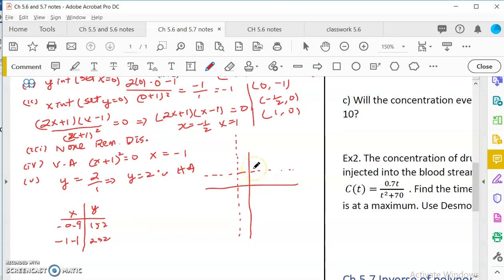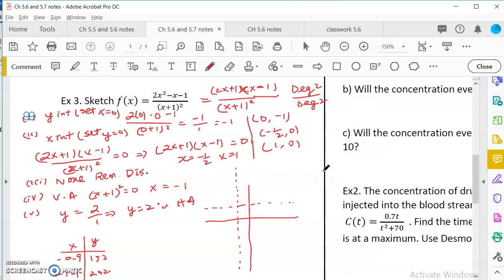So let's figure out all these points that we have. Y-intercept is negative 1, down below, and then we have x-intercept at negative 1/2 here, and also 1, 0. And then we have negative 0.9 is 152, negative 1.1 is 252. So I think it would shoot up on both sides, but then this would shoot up too. So negative 0.9 is also 152, lower, but then it would go down to here, I think, and then go back up because the end behavior is at y equals 2. And this is x equals negative 1, right?